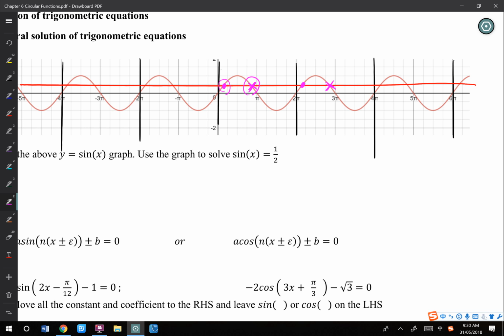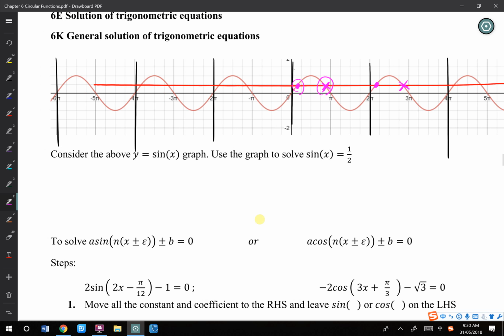So all I can know here is if I can find any two solutions within a period, I can keep adding periods onto that to reach all the rest of it, and I can keep subtracting periods to get the left-hand side solutions as well. So if I can get two adjacent ones, the two within one period, I can get all the rest. So that's the key idea to solve for sine and cosine graphs.